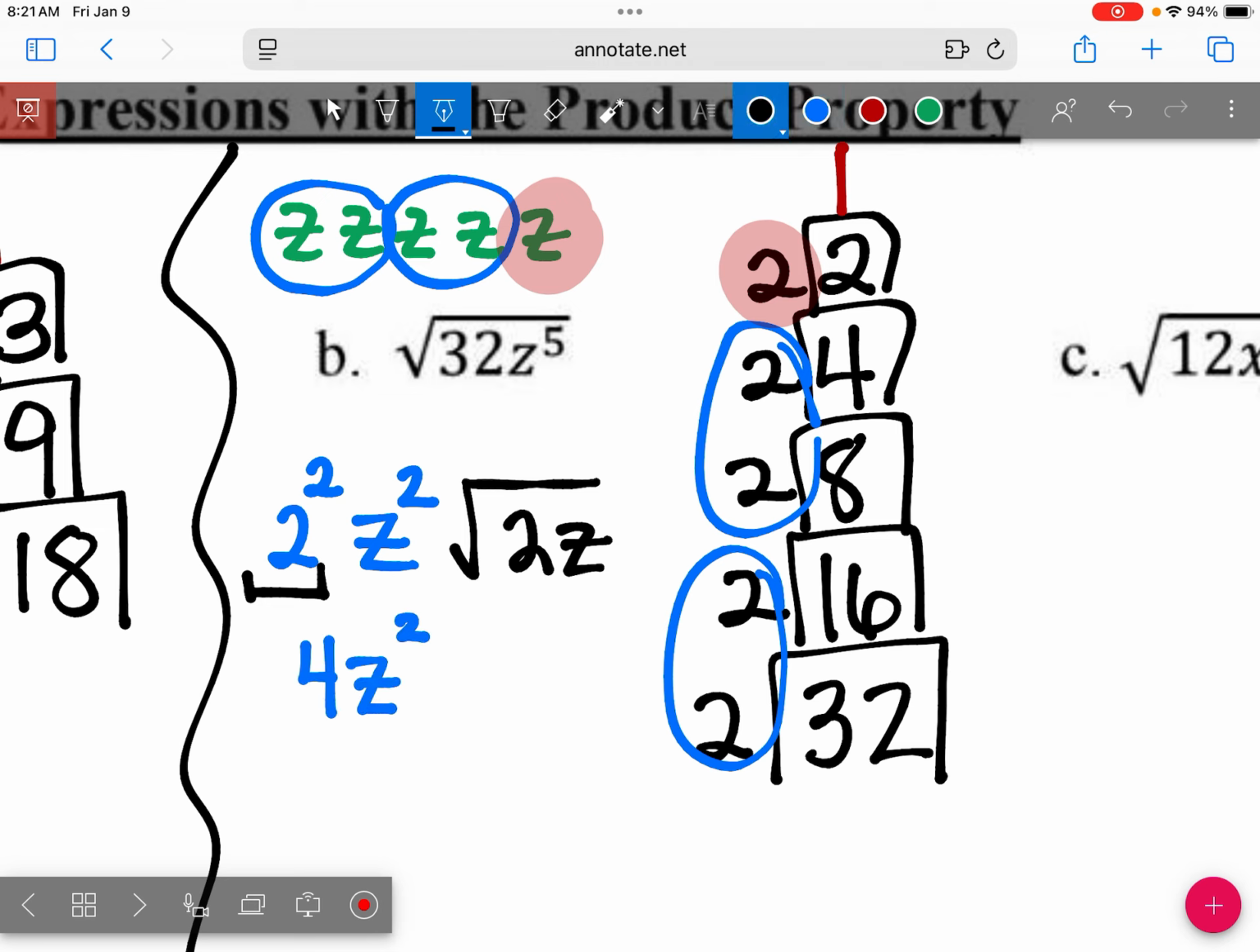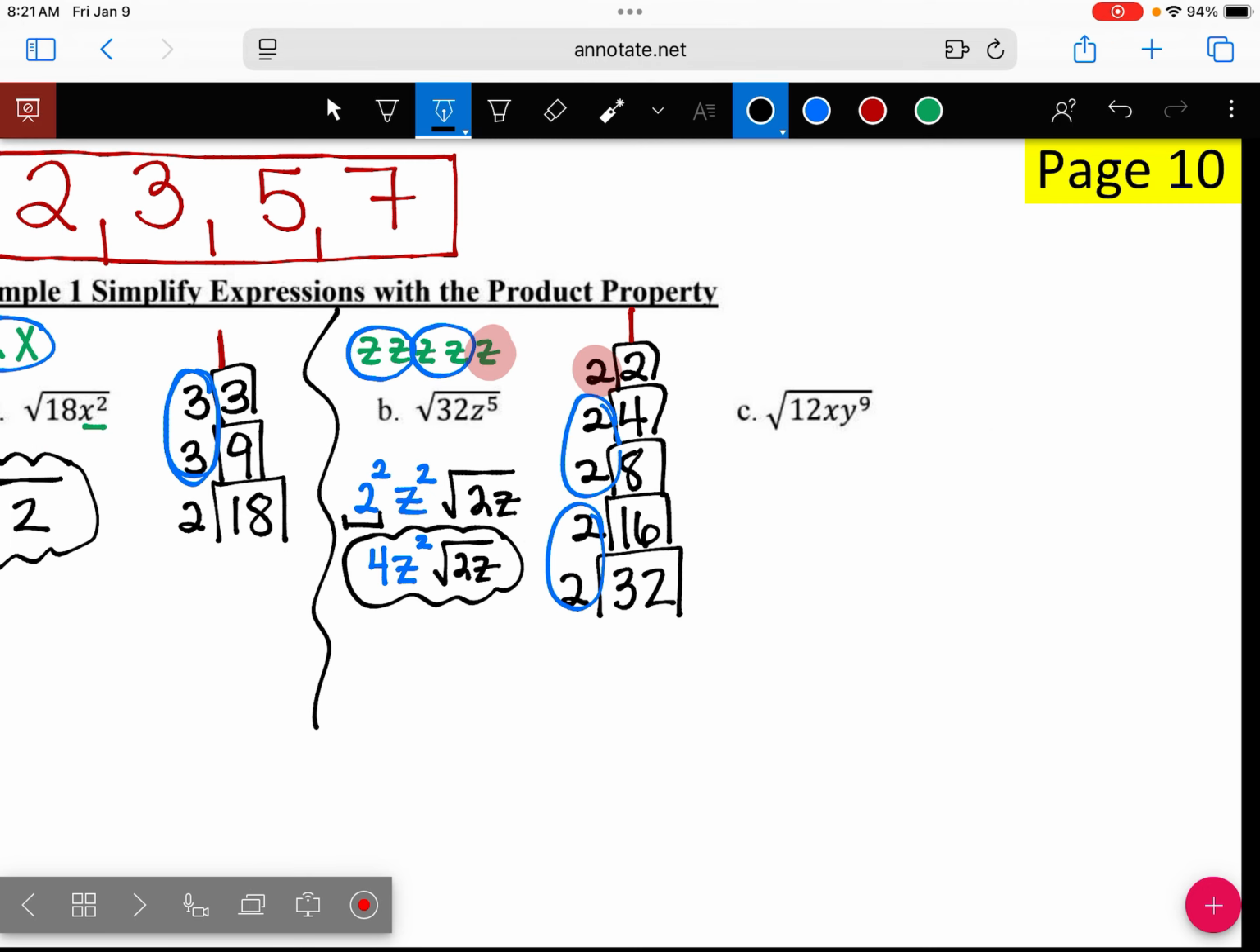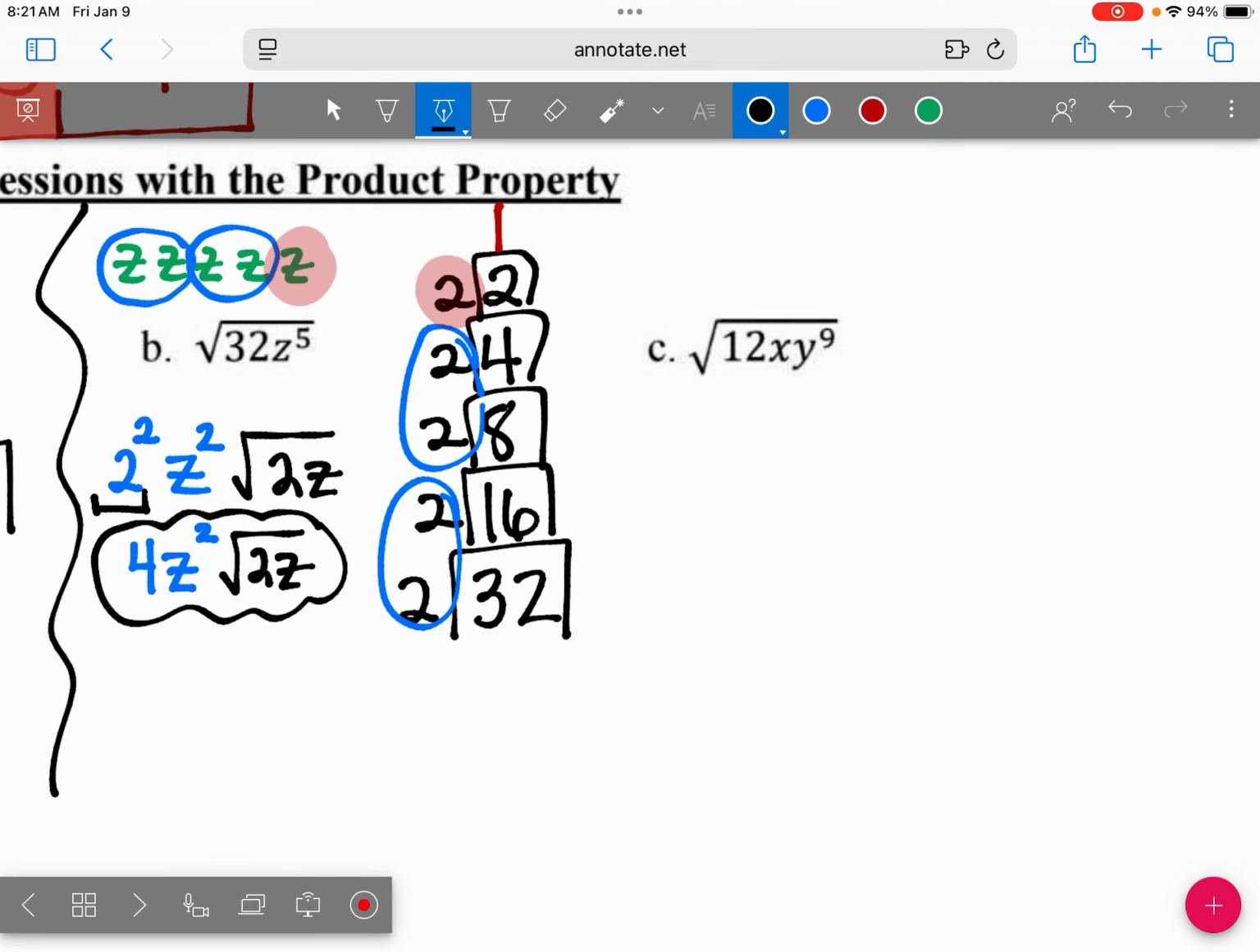So this will be my final answer. This is how I want you to write it when you have your quiz. 4z squared, and then square root 2z. We are on page 10 in our notes.